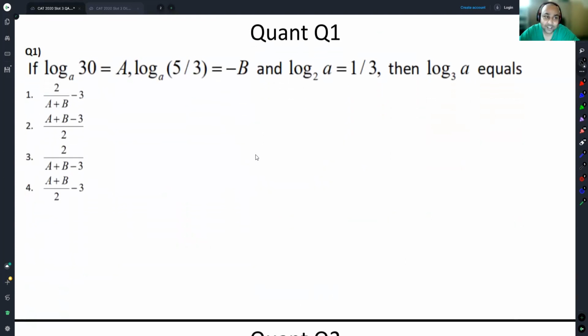Okay. First question is: if log 30 to the base a is equal to a, and log 5 by 3 to the base a is equal to minus b, and log a to the base 2 is equal to 1 by 3, and log a to the base 3 equals. This is what is finally asked.